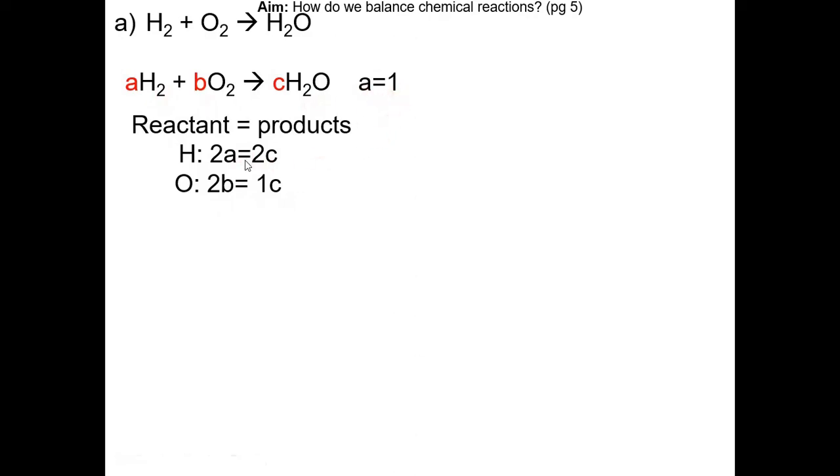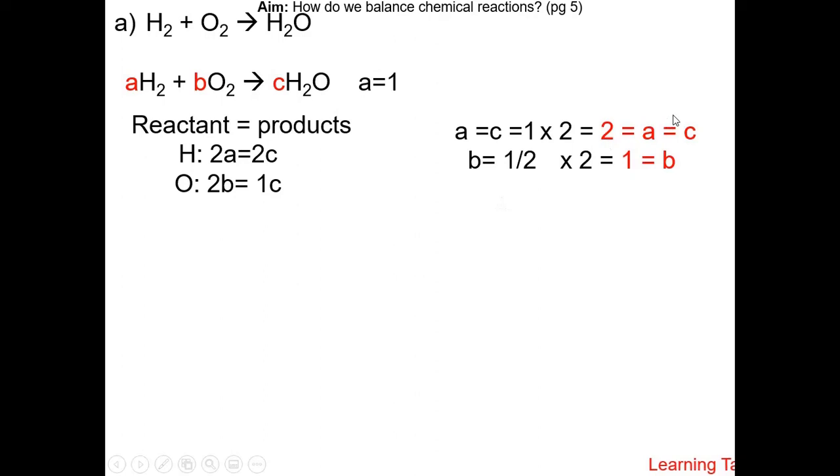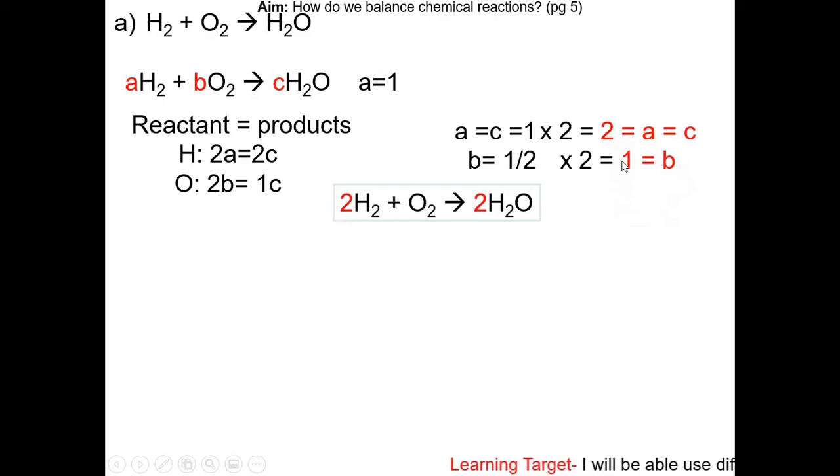We know A is 1, so C must be 1, and B must be 1/2 if C is equal to 1. So notice we have a fraction, so we have to multiply every variable by the denominator, which is 2. So we get A and C is equal to 2, and B is 1. So these are coefficients, and this is the answer.